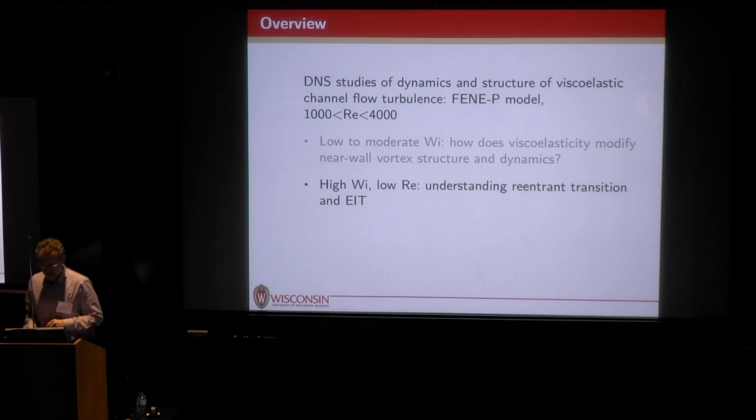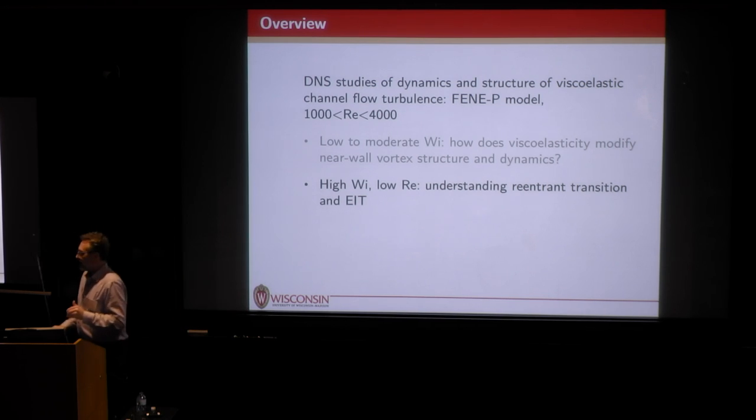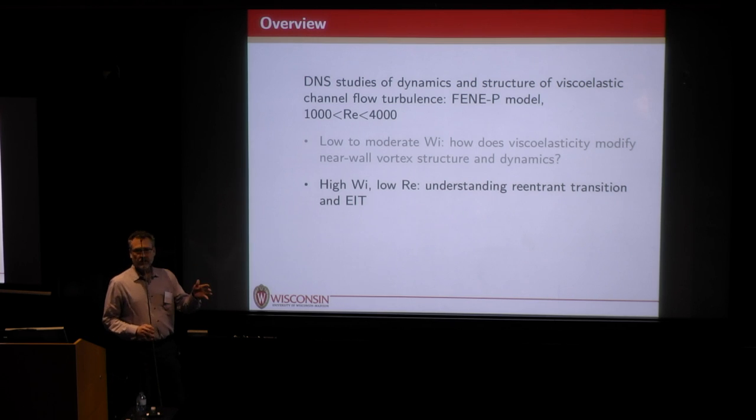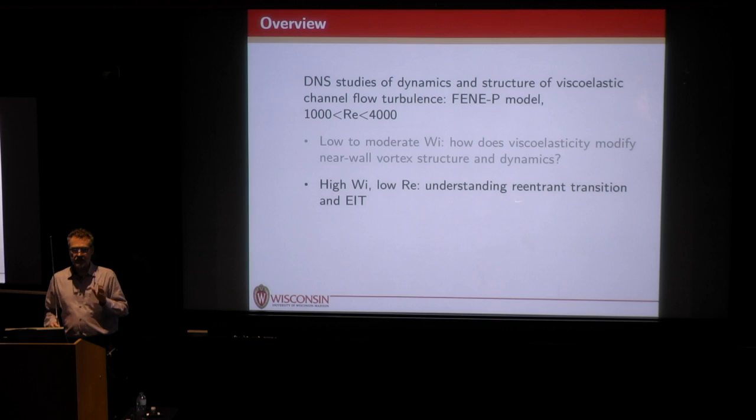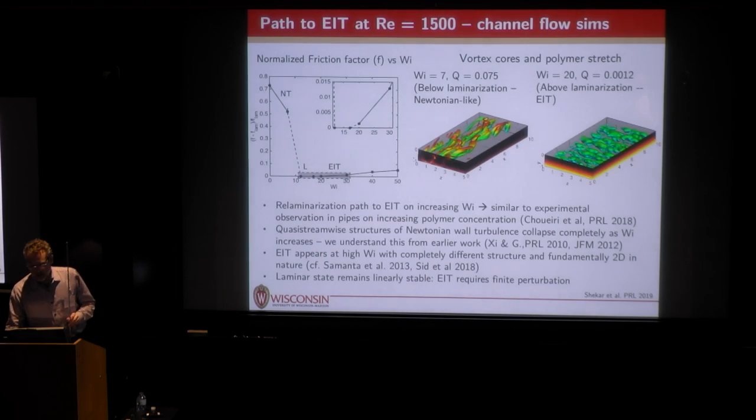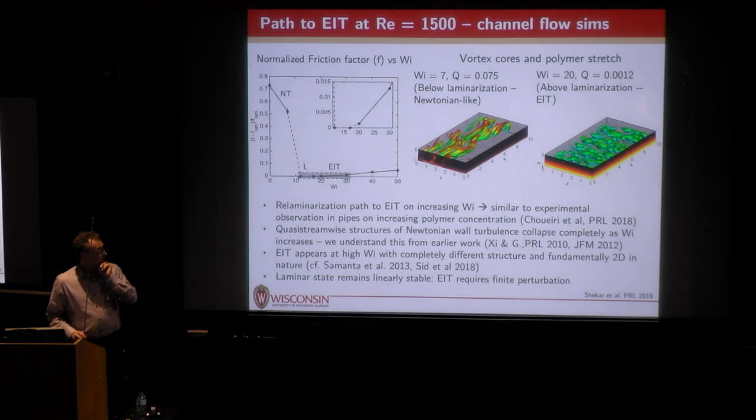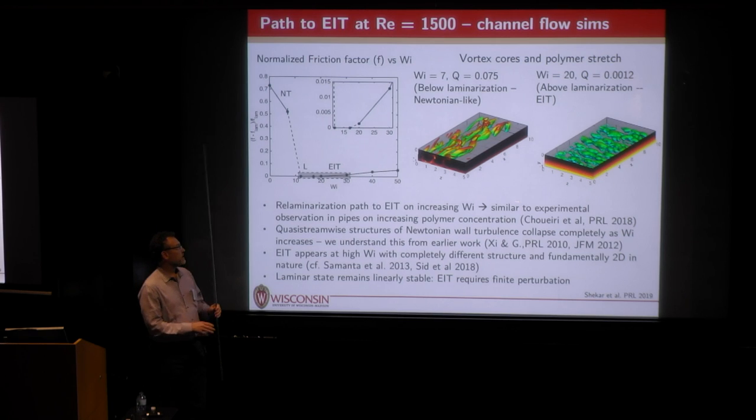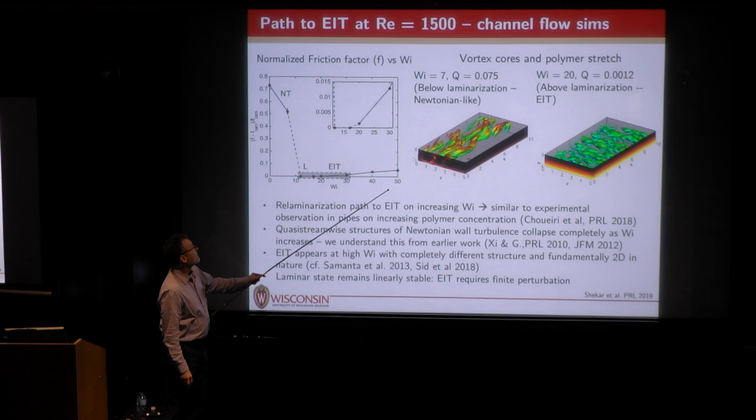What we've done here is move to lower Reynolds number, close to transition, and we're in the channel flow case rather than the pipe flow case. In channel flow, Newtonian transition is at a Reynolds number of 1,000, so we're going to work at a Reynolds number of 1,500, just above that. These are some simulations that got published earlier this year. This is the analog to the experiments that Bjorn Hof's group did. Here, instead of increasing concentration, we're keeping the concentration low and increasing the Weissenberg number.